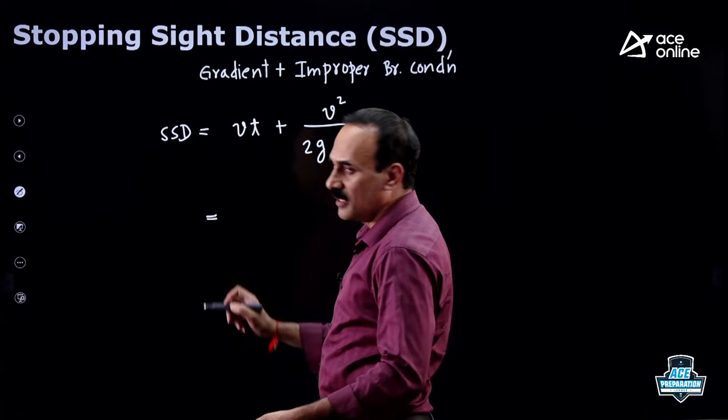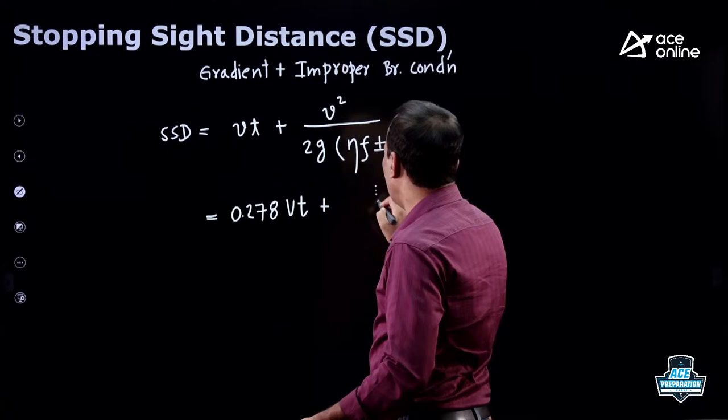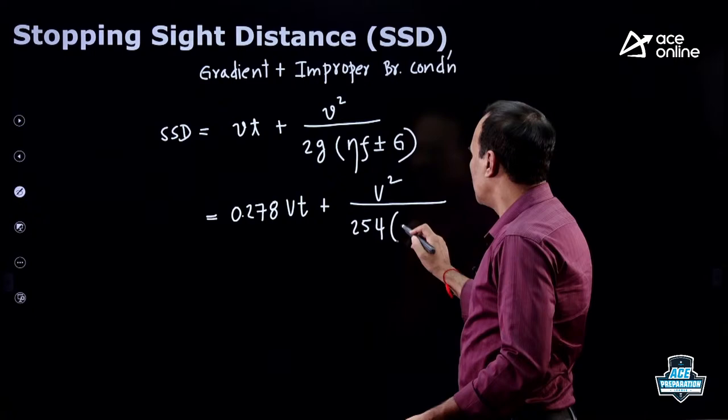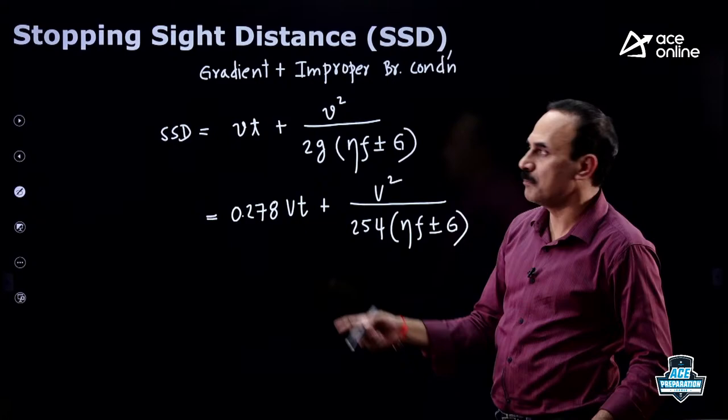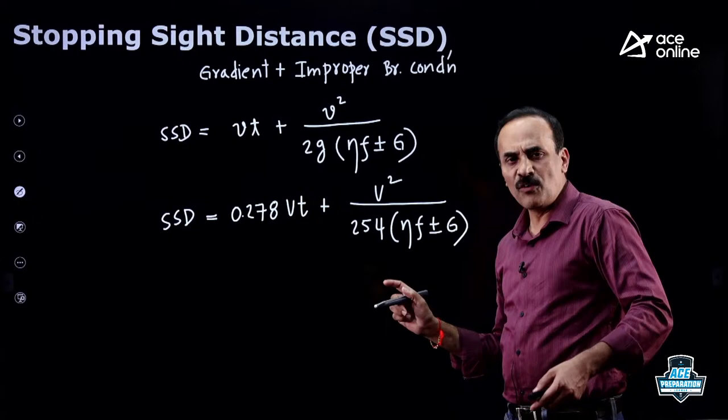In general, for ESE prelims and all, we can't use this equation in meters per second. So we use 0.278 capital V T and here capital V squared by 254 eta F plus or minus G. Capital V is in kmph, small v is in meters per second. If you remember this equation with gradient and eta, for simple cases you can modify it.